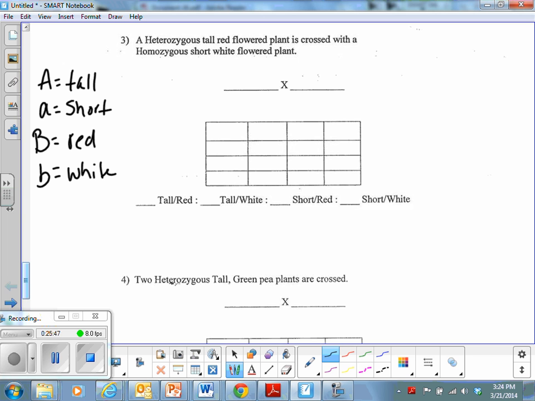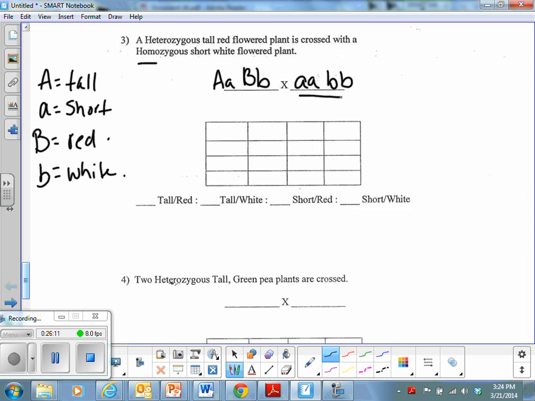Okay, so then it says heterozygous tall red. So I know I need big letter, big letter, little letter. Homozygous short white. So the only way it's going to be short and white, and it says homozygous, I have little b. Oops, look at me putting my b's first. Don't want to do that. Sorry. Little a, little b.